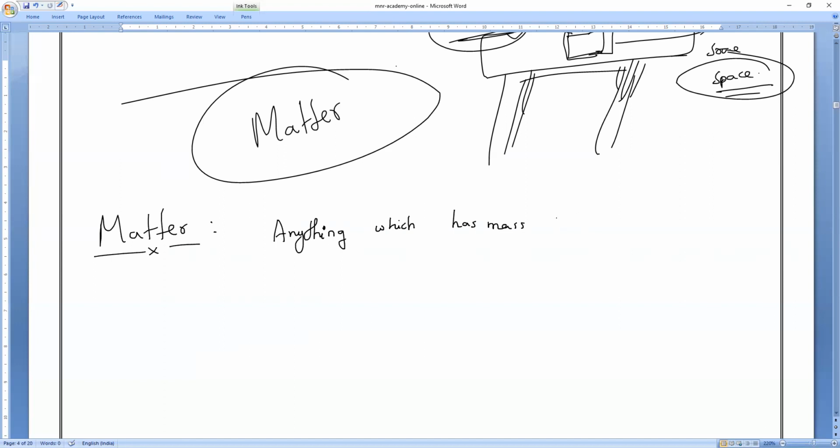Which has mass. Write the notes neatly. Are you all taking the notes? I want to know. Occupies space. Boys also, everybody take notes. Pranav, are you taking the notes? Space is known as matter. Anything which has mass and occupies space is known as matter. Is it okay, guys? That is what you have to remember.